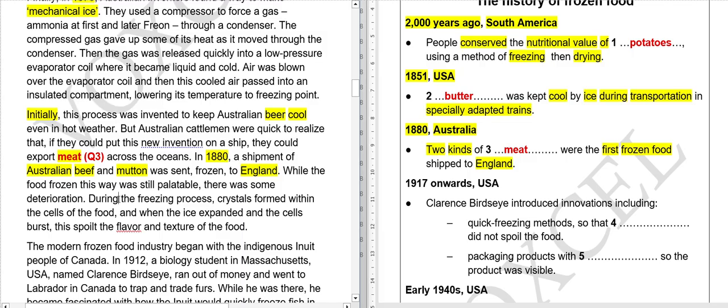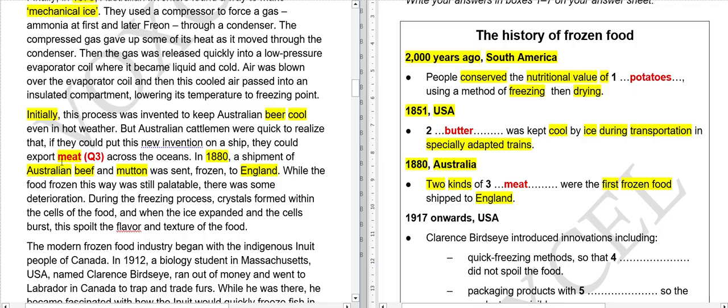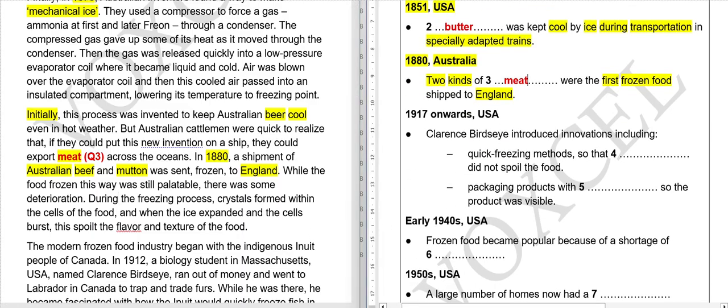So now, many of you must be wondering how meat is our answer. So here they are saying two kinds of meat. So here they have said export meat across the ocean. So Australian cattlemen were exporting meat across the ocean. And the two kinds of meat they exported were beef and mutton. So that's why we cannot write two words, beef and mutton, because we have to write only one word. So these are two types of meat. So they have written meat here. I hope it is clear. Moving on to the next question.